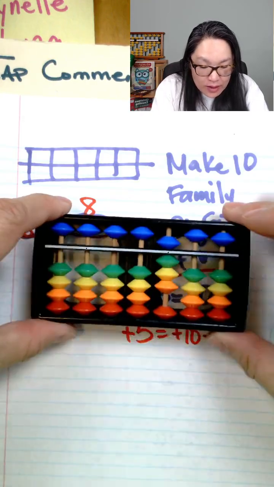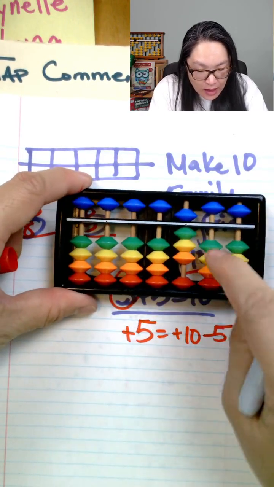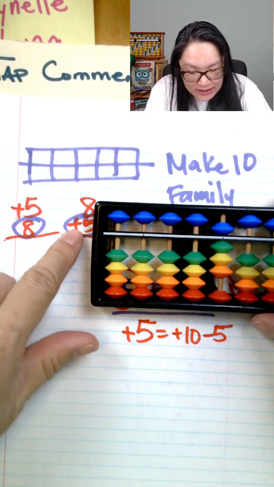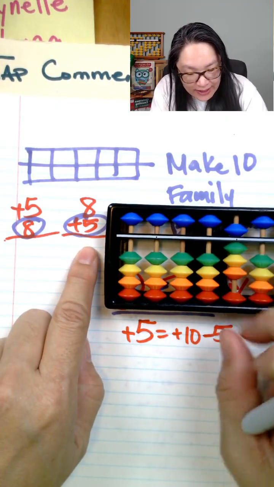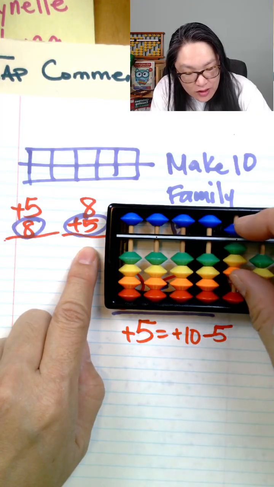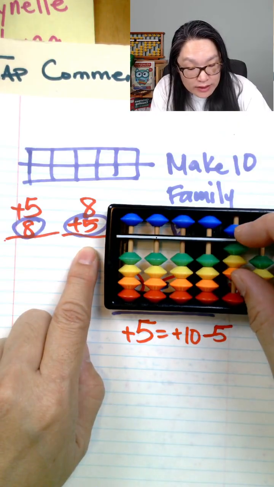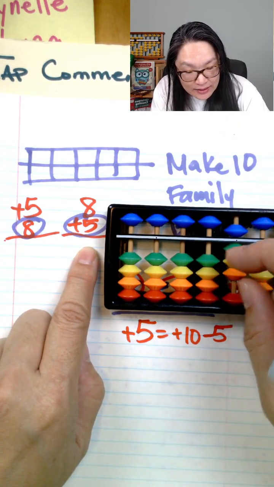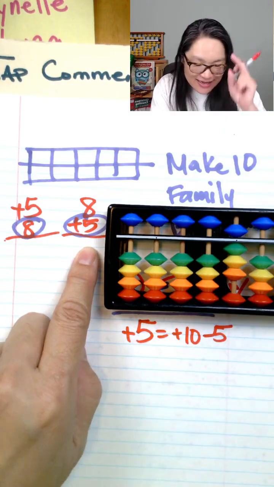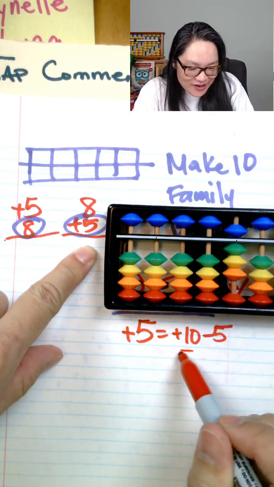But when I put it on the abacus, right? I want to add this 5. Well, to add this 5, I have to utilize this 10. Is there enough to add the 5? No, I don't have enough beads to add the 5. So what do I do? I have to add this 10.